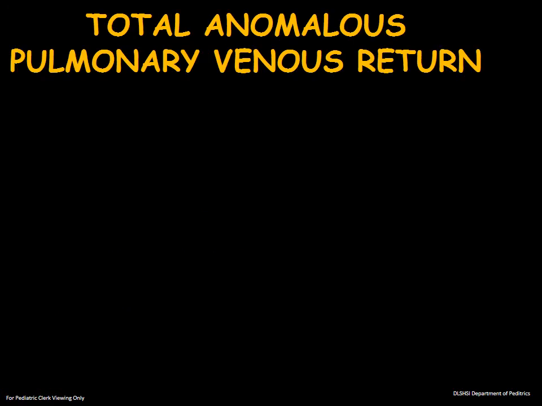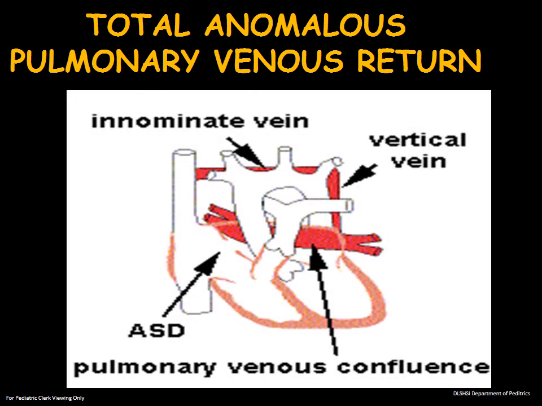Our next topic will discuss total anomalous pulmonary venous return. It is an abnormal communication of your pulmonary veins going to the right side of your heart instead of going to your left side of the heart.